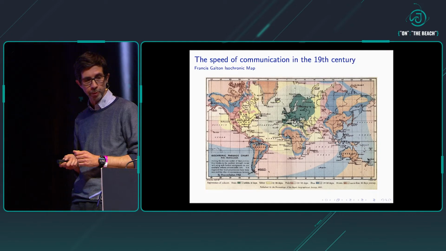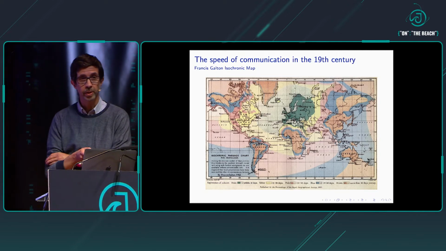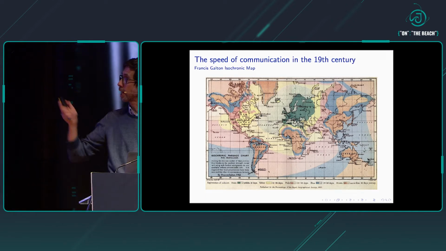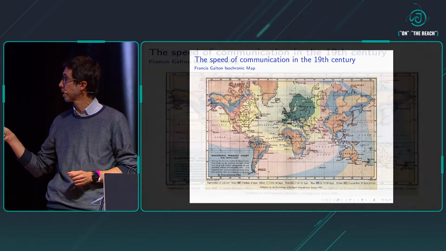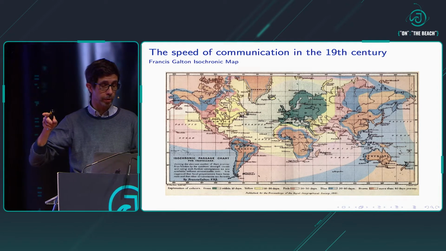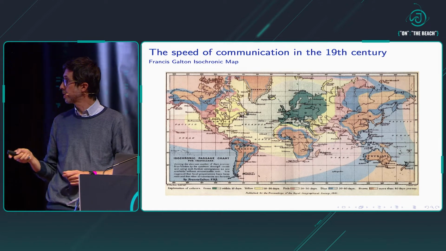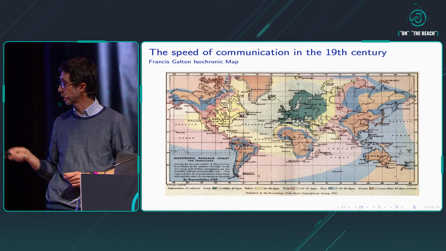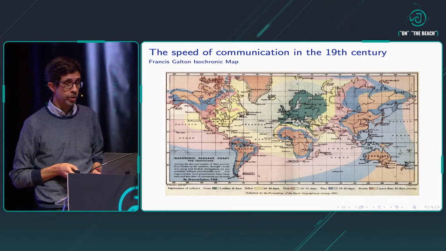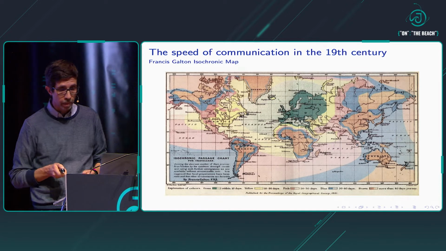So this is a map from the 19th century from Francis Galton, who was a pioneer statistician. He was involved in the creation of the standard deviation. And he made this isochronic map. So this shows the travel time that you could get from London to any part of the world. And it was a travel that used just buying a standard ticket. So you can see that some regions are harder to reach than other regions. You have the scale over there. And some places took a full month to reach. So this was kind of the speed of communication a little more than 100 years ago.